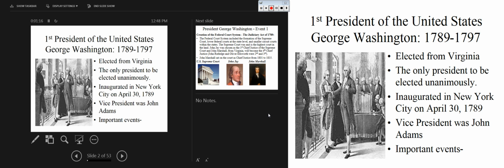He's inaugurated in New York City. That's where the original Capitol was. We'll talk about how, by the end of his presidency, the Capitol is going to move from New York to Philly and Philly to Washington, D.C. That's going to be a significant event in his presidency.